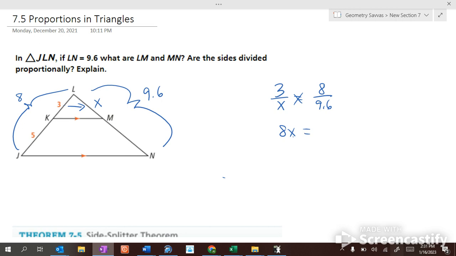3 times 9.6 is 28.8. Thank you. I wasn't thinking. Divide by 8. X equals 3.6. So if this is 3.6 and this is 9.6, well, this one must be 6. Okay? And that's solving triangles proportionally.